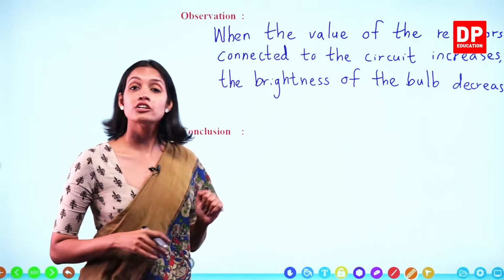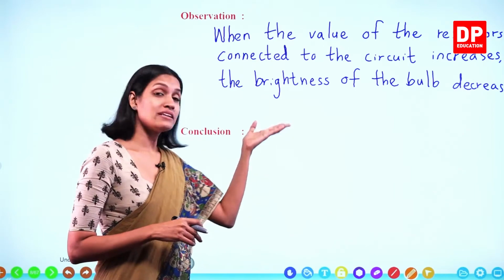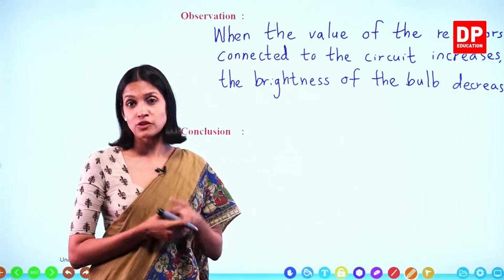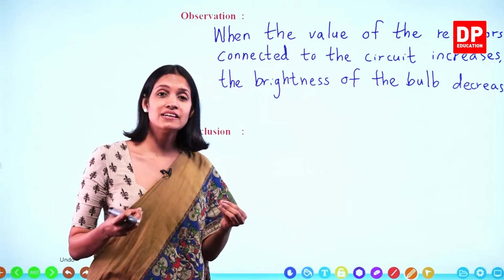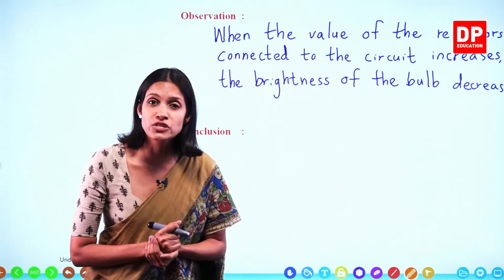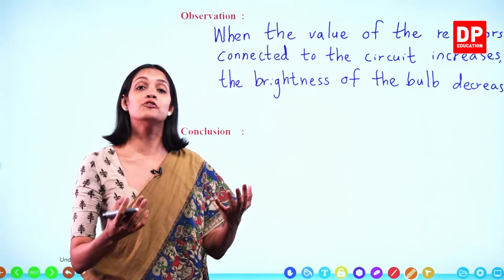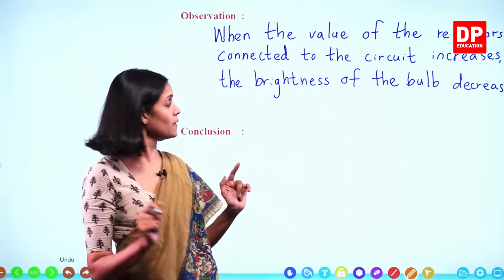So how to write the conclusion, children? When the brightness increases, which means more amount of electric current flows through the circuit, which means the resistance is less. Therefore, we can come to a conclusion that when the resistance increases, the amount of current flowing through the circuit reduces. Okay? Let's write.